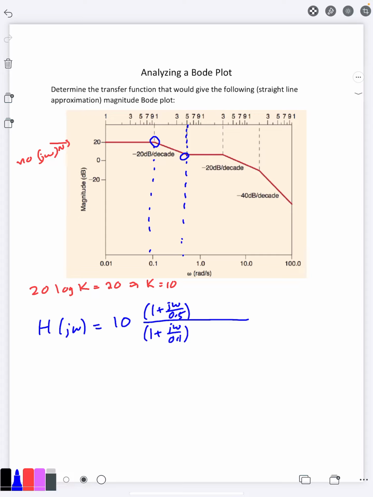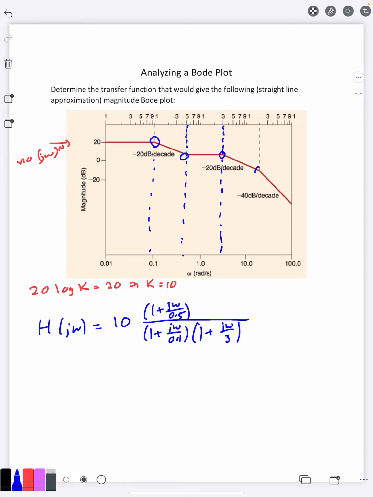The third change is somewhere between 1 and 10. And in particular, we see that it's going to be at 3 there. And it goes from being flat to being a negative 20 slope, so it's going to be in the bottom. So 1 plus j omega over 3.